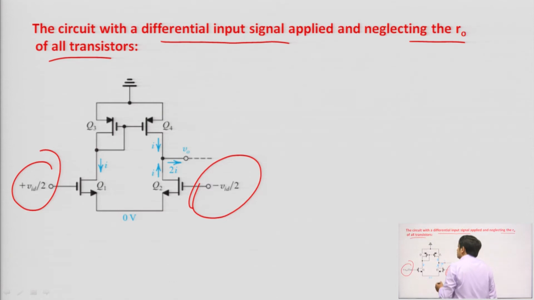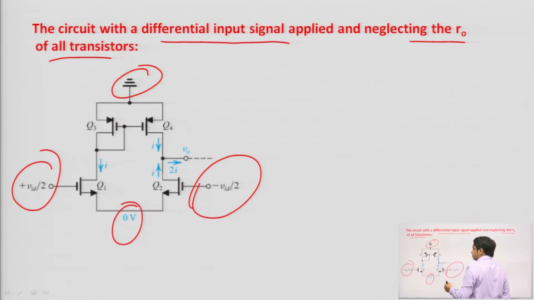Now, this is the small signal operation. In fact, you can see that the DC voltage sources and DC current sources are removed, right. So, this is the small signal operation. If the current flowing through Q1 transistor is I, that is the current flowing through Q3 transistor also, right, and Q3 and Q4 form a current mirror. So, the current flowing through Q4 transistor will also be I.